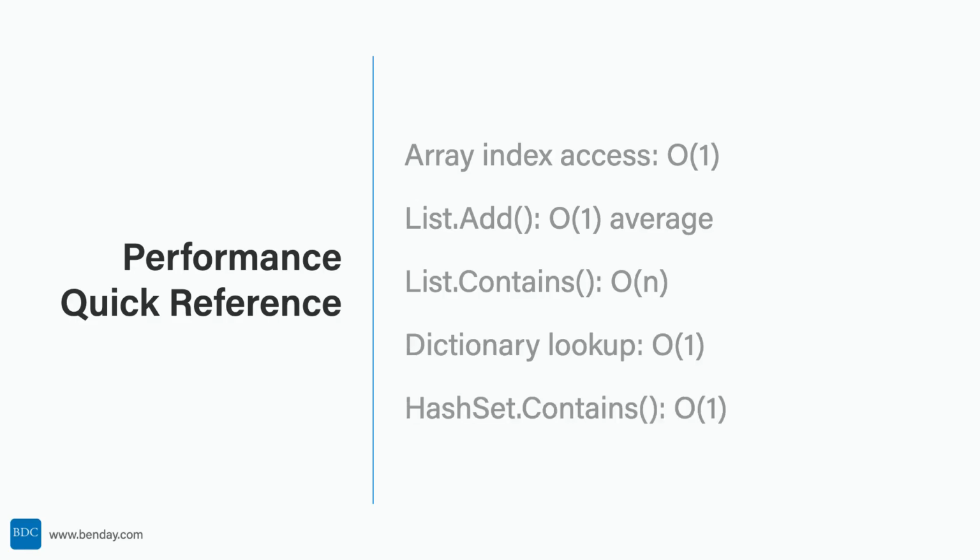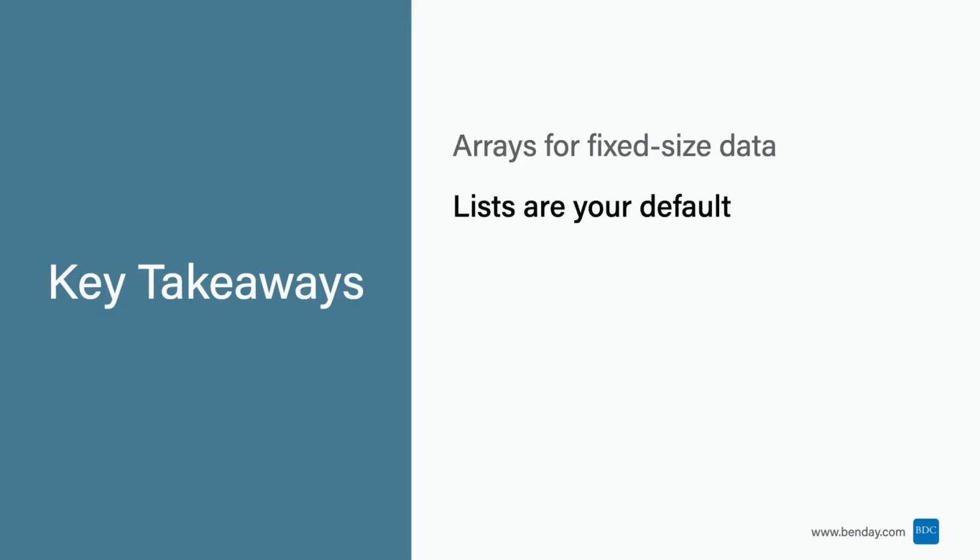Don't stress about this too much as a beginner, but knowing that HashSet and dictionary are fast for lookups will save you someday. Alright, let's recap what we've learned about collections. When you know exactly how many items you need and that won't change, arrays are simple and efficient. But honestly, that's pretty rare. When in doubt, use list.